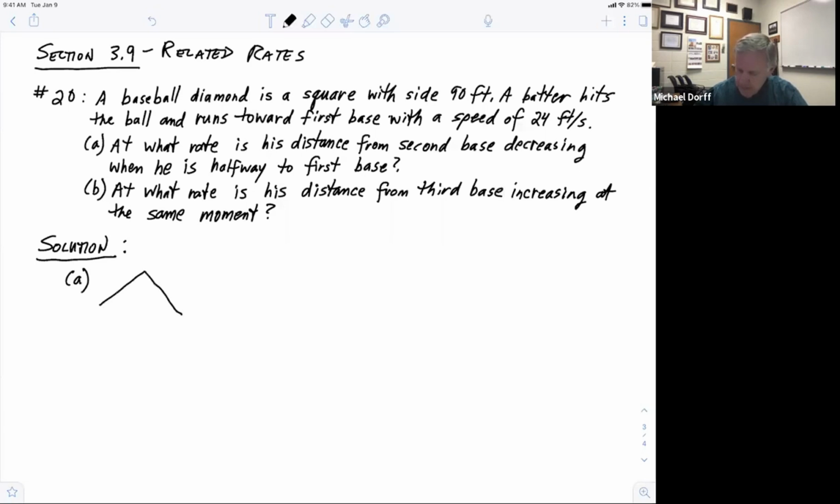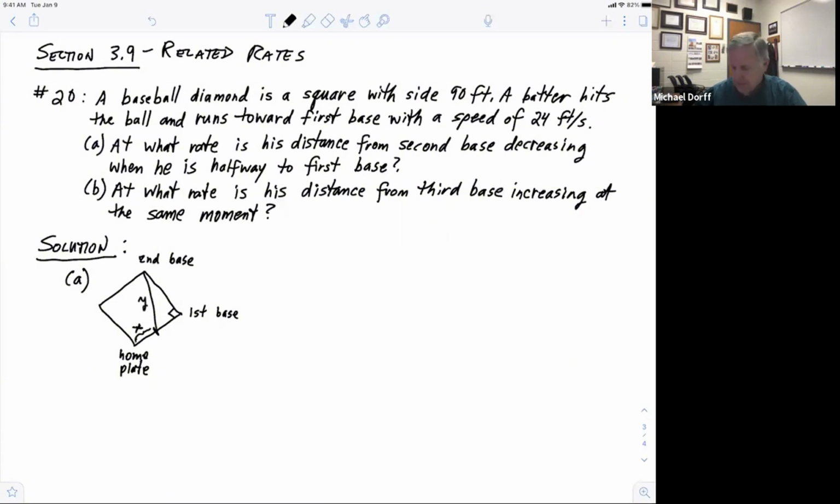So here's my baseball diamond, which is a square. Here this is first base, second base, and this is home plate where he hits the ball. And he's running along here. We're going to call this distance x, the distance from home plate to where he is running toward first base. And we're looking at this distance to there, which is y.